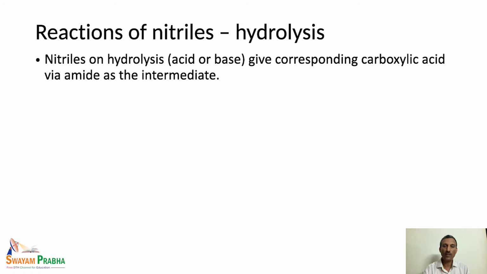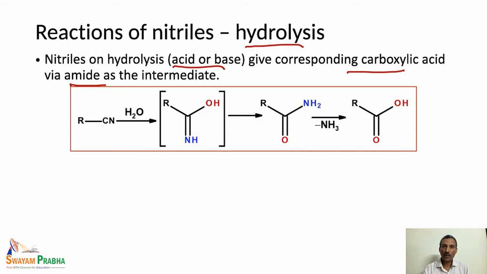The next one is the hydrolysis reaction of nitrile. Nitriles can be hydrolyzed using acids or bases. Either acid catalyzed hydrolysis or base catalyzed hydrolysis leads to the corresponding carboxylic acid, and in this reaction the reaction proceeds via amide as the intermediate. If you look at the industrial preparation of the nitrile, we have seen that carboxylic acid can be converted to nitrile. This is the reaction we have seen.